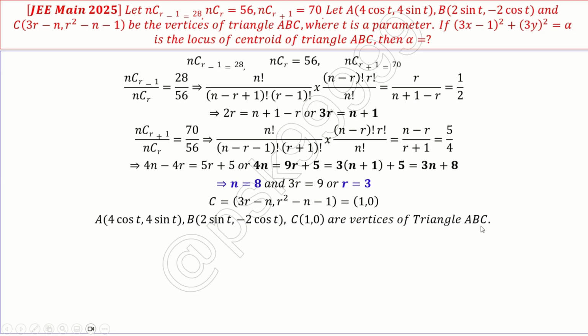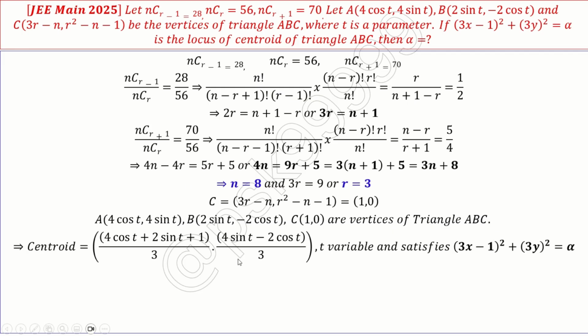These are the vertices of triangle ABC, which means its centroid is the sum of x components divided by 3, and the sum of y components divided by 3. This is the centroid. Sorry, it's a comma, not a dot. In this one, t is a variable and satisfies this equation. Now that means this is the locus of the centroid.